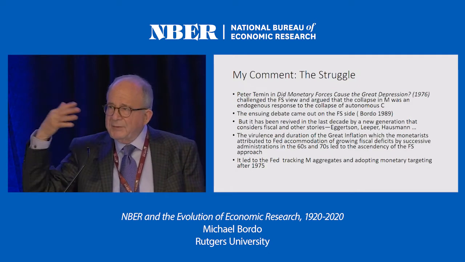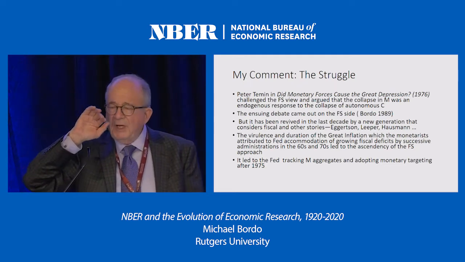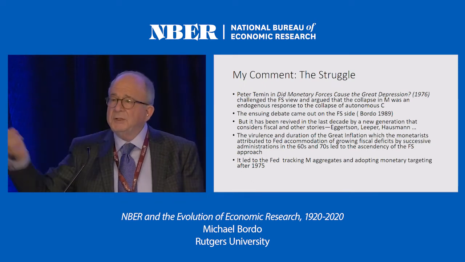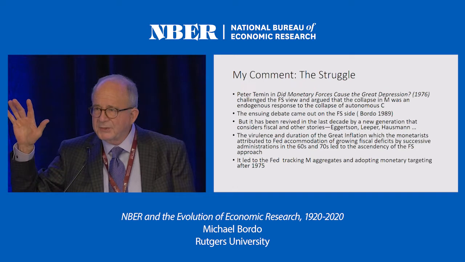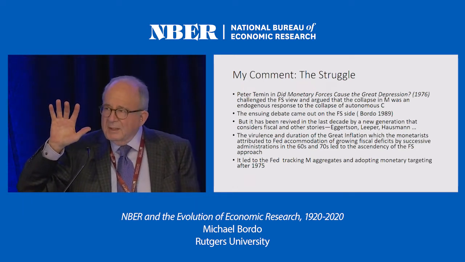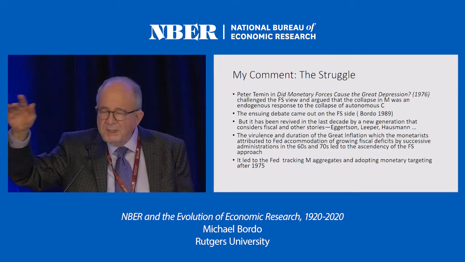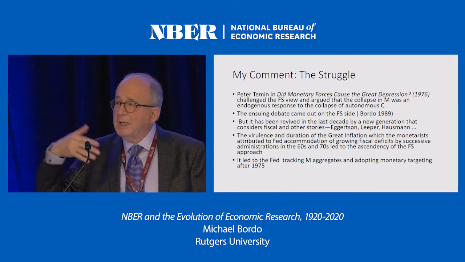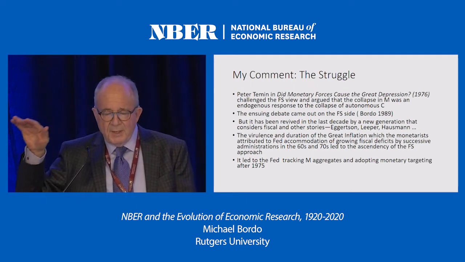So, as Emmy and John said, Peter Temin, in a sense, challenged this view, and he argued that the collapse in money was really an endogenous response to the collapse of autonomous consumption. There was considerable debate on this. In a sense, it was resolved in the 80s on the side of Friedman and Schwartz, but now it's come back again. There's new papers by a new generation that's bringing up fiscal and other issues. So it's not totally gone.